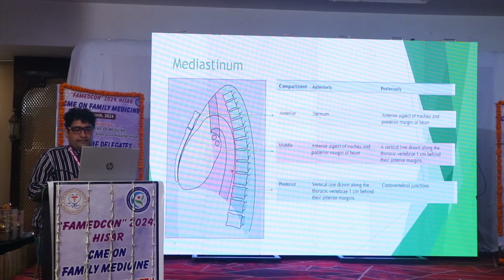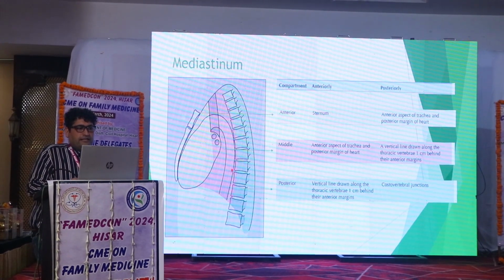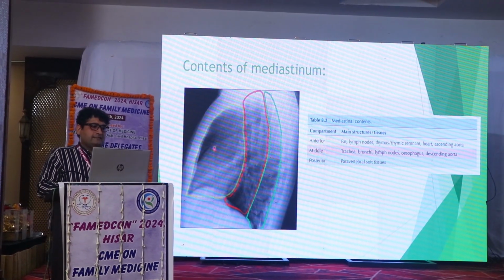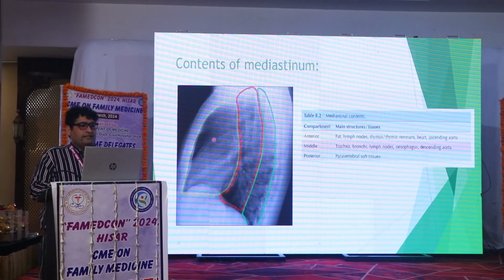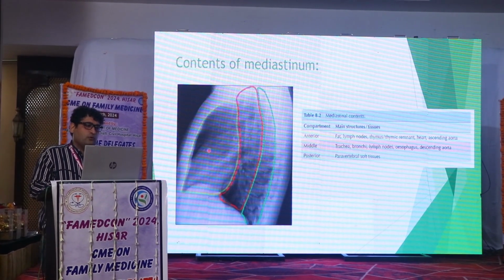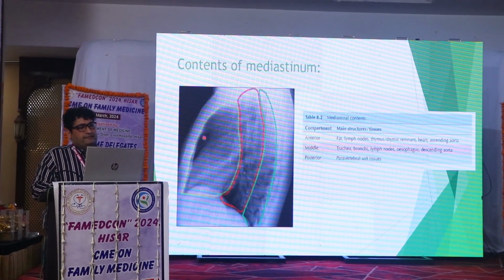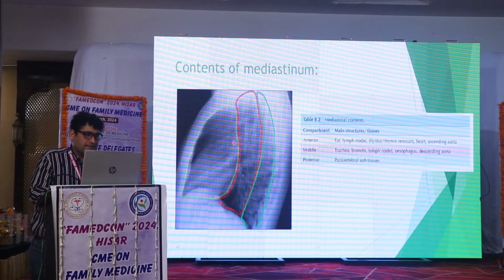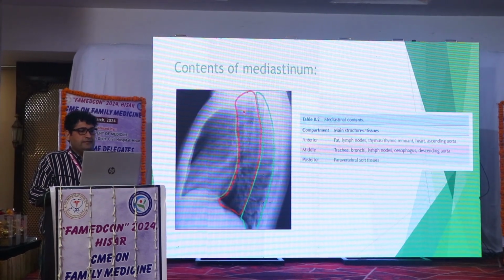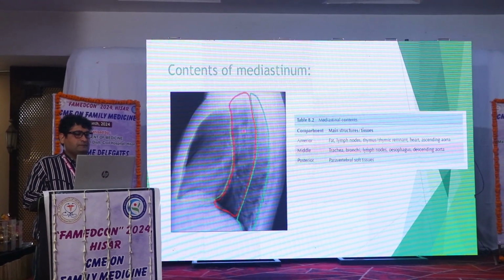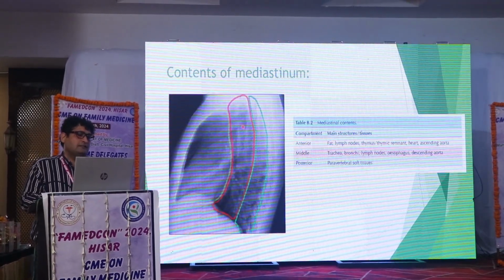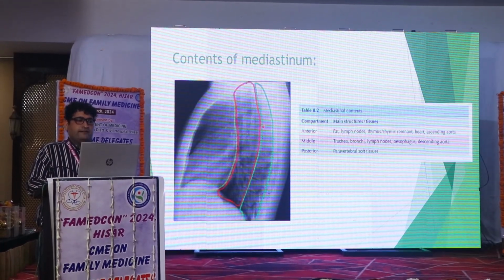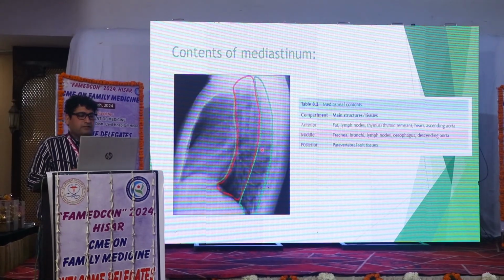So this is how the mediastinum is divided into anterior, middle and posterior parts. Now coming to the proper X-ray, this is the anterior mediastinum. What does it contain? It contains our most important structure, that is the heart. Another thing is fat, some lymph nodes, thymus and thymic remnants, as well as ascending aorta. In the middle mediastinum, the trachea, bronchi, usually respiratory structures are there, as well as the esophagus. And the posterior region most likely has only vertebral and paravertebral soft tissues.